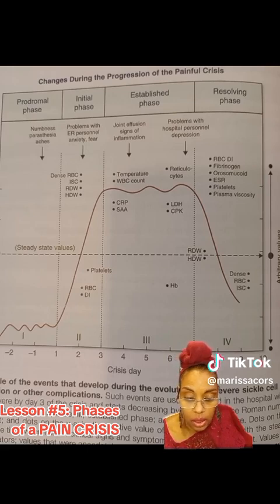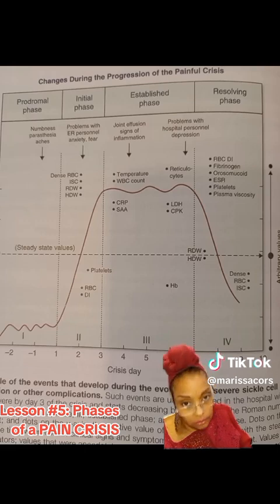So between the prodromal phase and the initial phase, your pain can go from 0 all the way to 10, and due to the patient's previous experiences with ER staff, they're going to hold out as long as possible before they even go in and get help. The fact that this is on a chart from 1995 and it still has not changed, dude, that should tell us something.